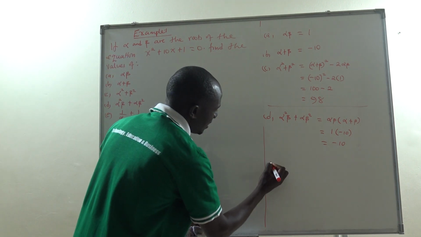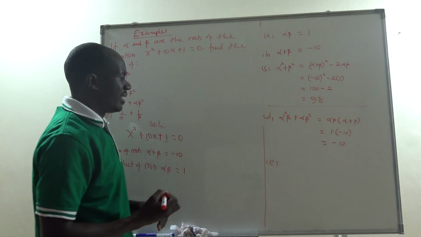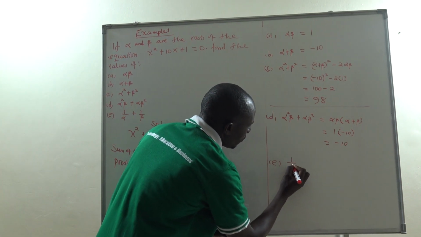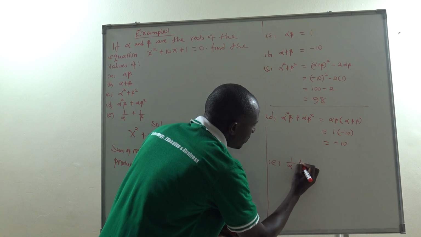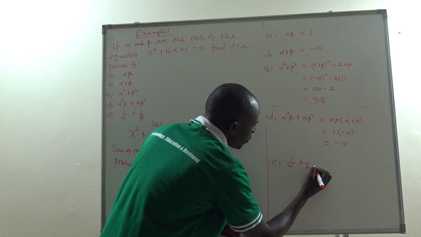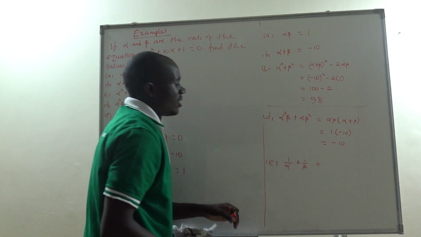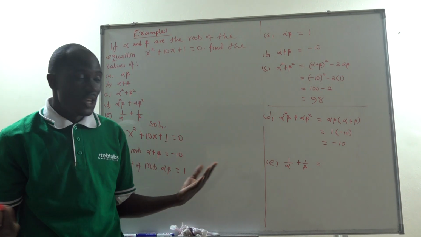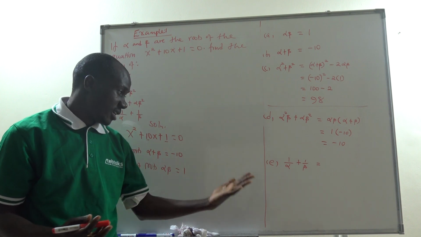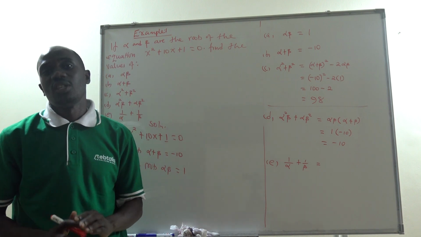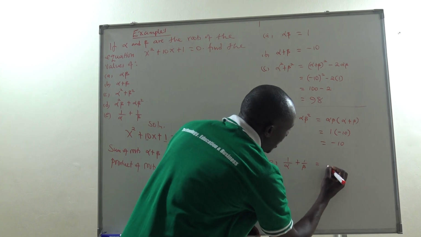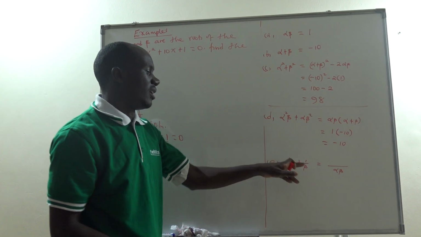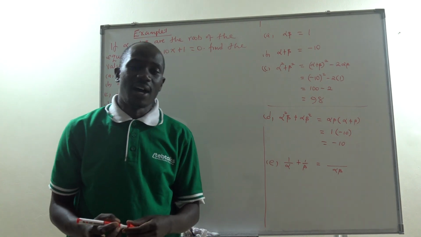Then we go to part E. Part E is saying 1 over alpha plus 1 over beta. You can see this one is in the form of fractions, the usual fractions which we have been doing. So what I encourage you is to first get the LCM. Can we get the LCM? Our LCM is alpha beta, because for alpha and beta, the LCM is alpha beta.